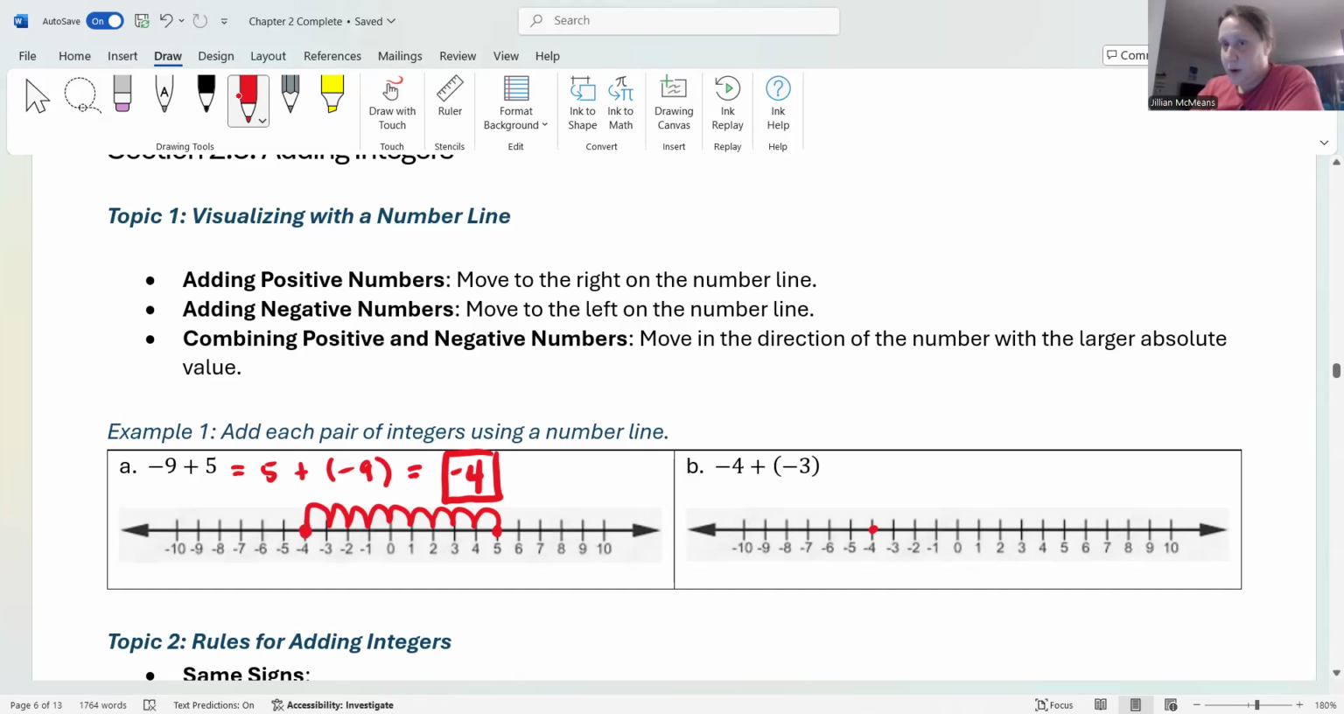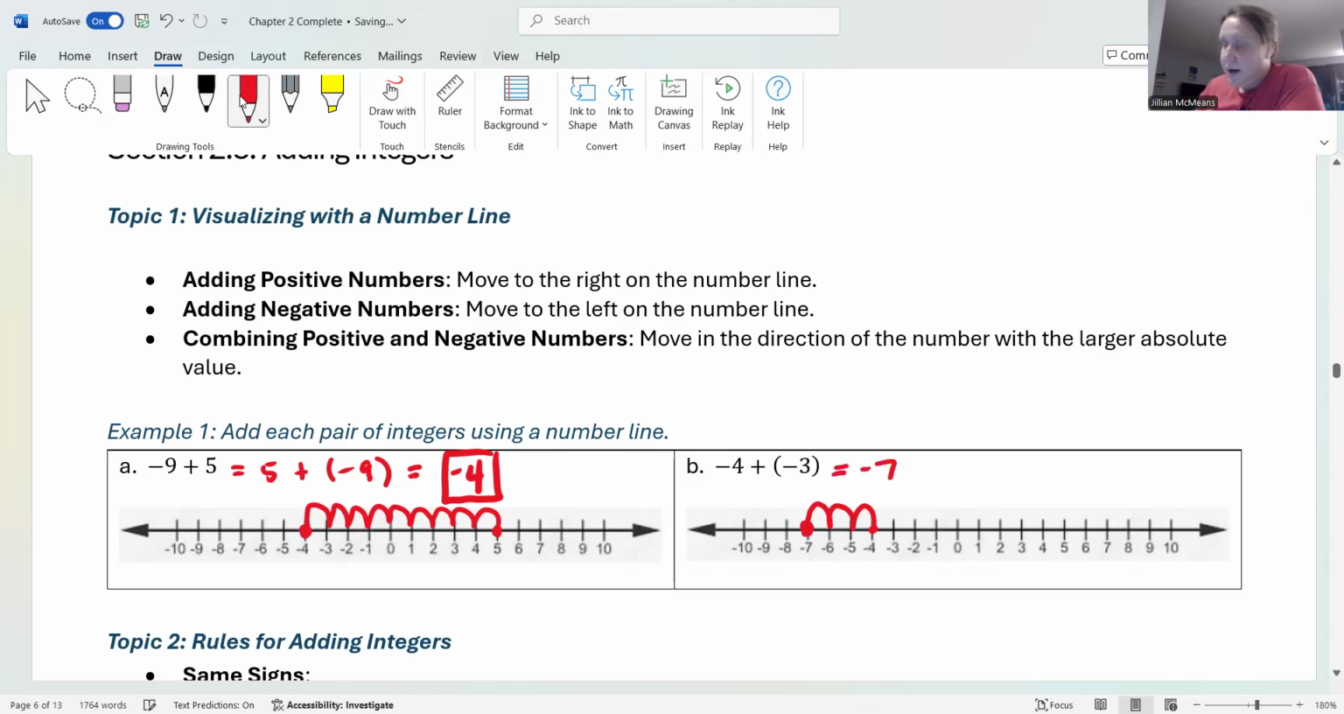So there are several different ways you could think about this, but if you're looking at just exclusively a number line, you plot one of the numbers on the number line and then apply the second number. So we've plotted -4. We want to add -3. That negative tells me to move to the left. So I want to move to the left 1, 2, 3 times, which puts me at -7.